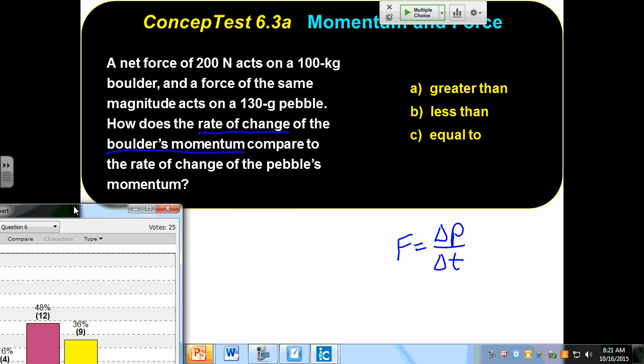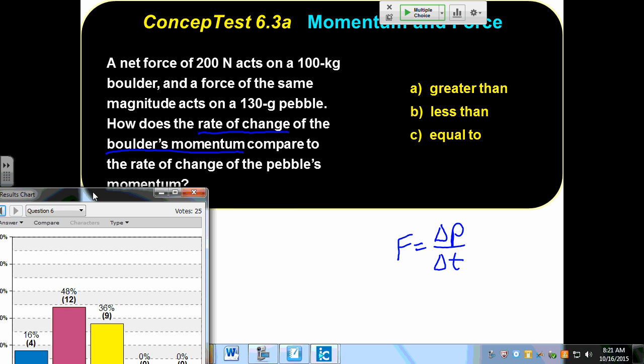What is a rate of change of something? If I say the rate of change of something, what does that tell you? If I say the rate of change of position, what is that? That's the velocity, right? Whenever I say a rate of change of something, it's that quantity over a change in time. So if I'm talking about a rate of change of momentum, how does the momentum change with time?